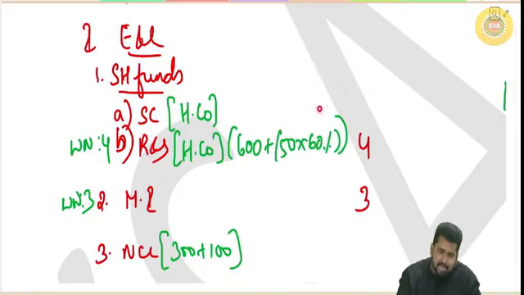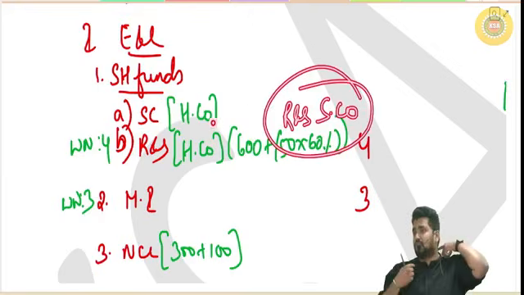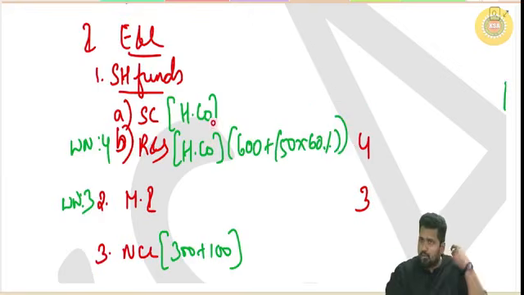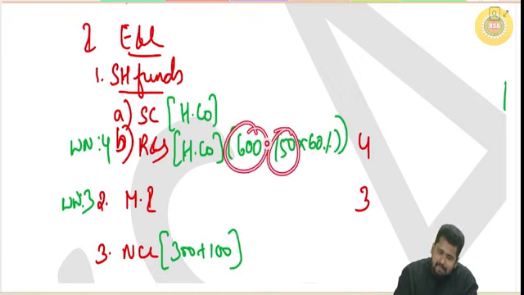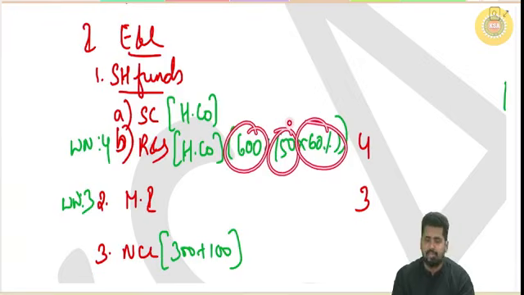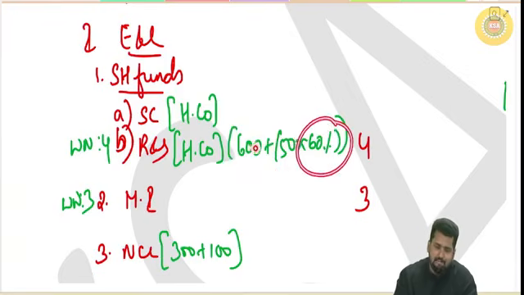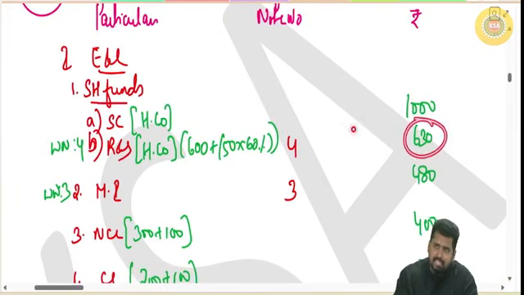But in this sum, I am taking the reserves and surplus of subsidiaries. Only our share we are taking, because using our money they earned. So it should be included in our reserves also, but not the entire amount. Whatever is our share, we have to include it. Clear? So 600 plus 50 lakhs into 60%. So in this, 630 we are going to show.